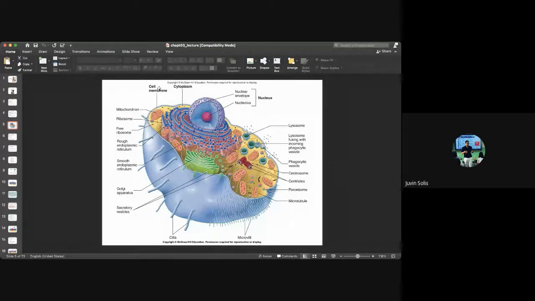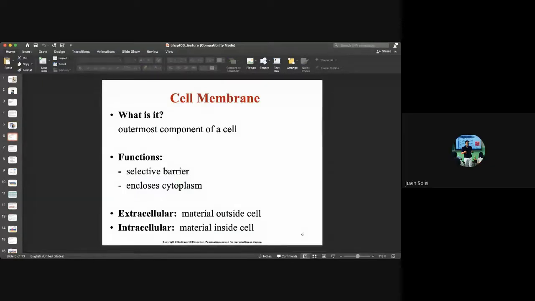Clear po. Nakikita ba natin yung arrow kapag ginagalaw kong ganito? Yung cursor? Yes po, sir. Yes, okay, sir. That's better. Thanks.